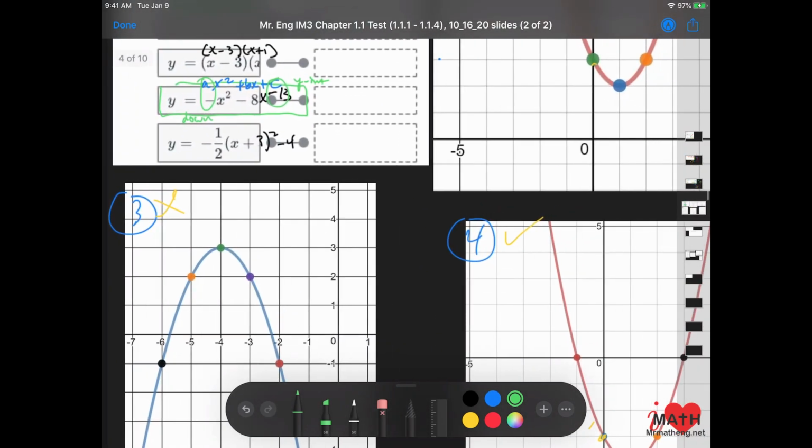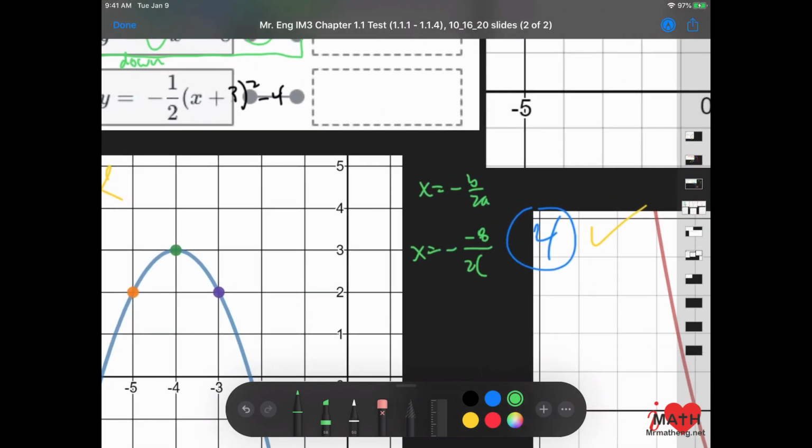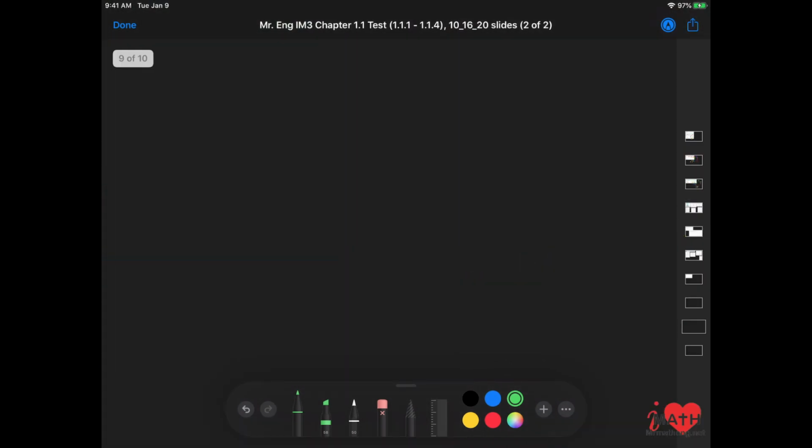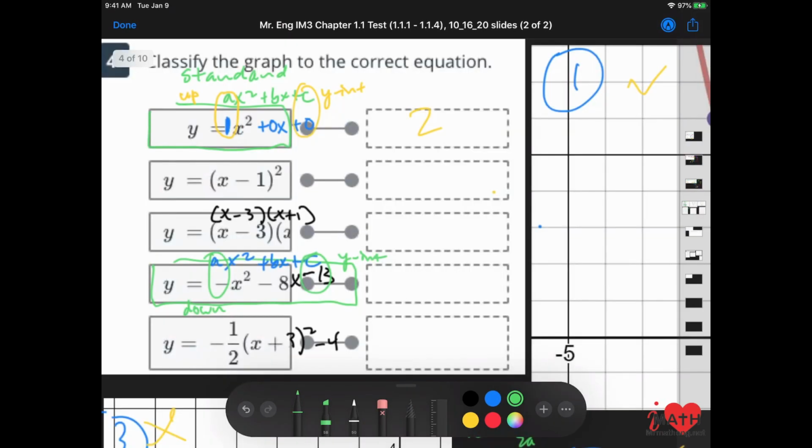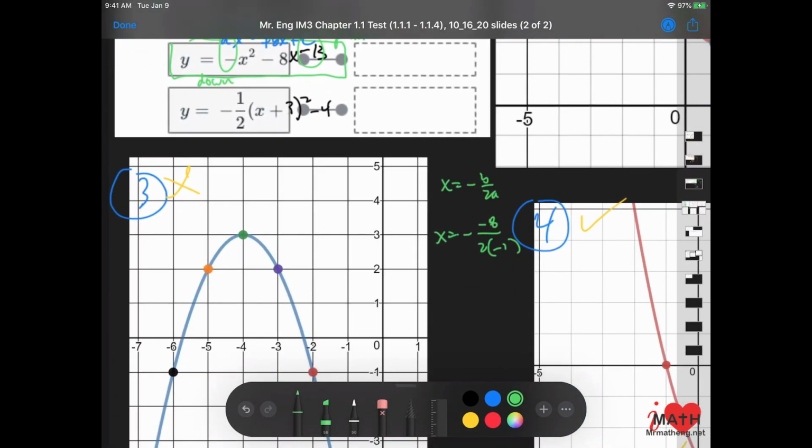One way of finding the vertex is just using x equals negative b over 2a. Your b value is negative 8. Your a value in the green box is negative 1. So you have negative 8 over negative 2. Negative 8 divided by negative 2 is 4. So my vertex, or axis of symmetry, is negative 4.